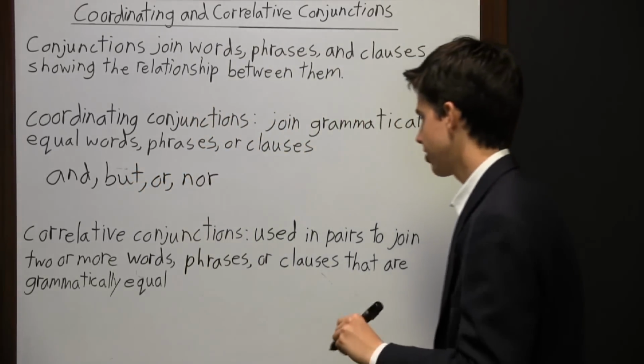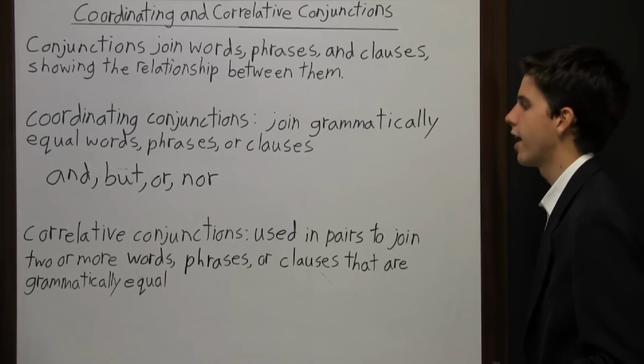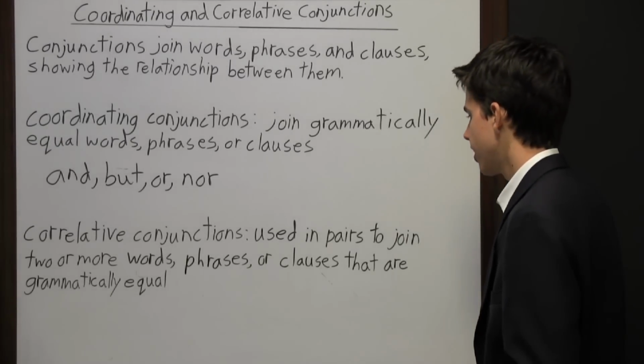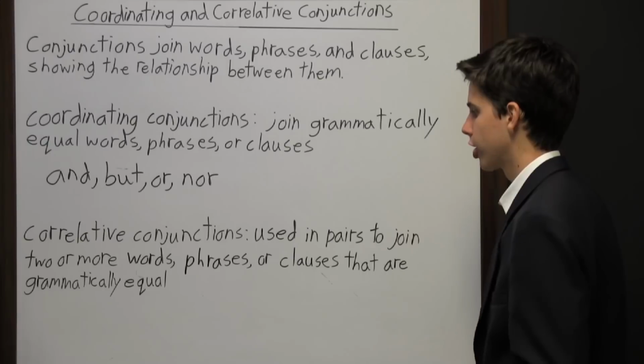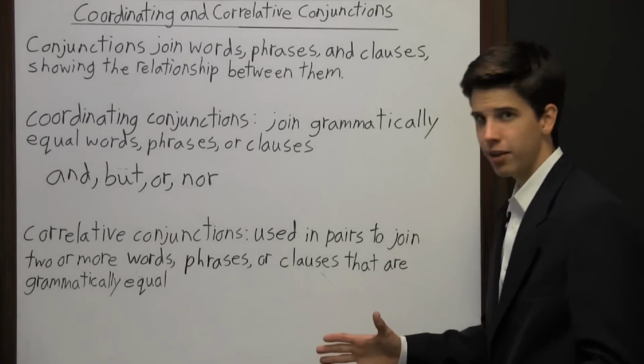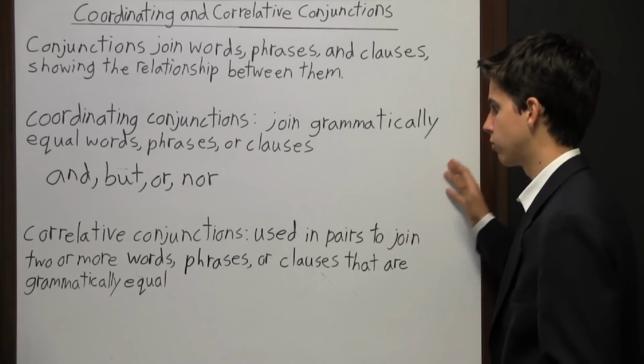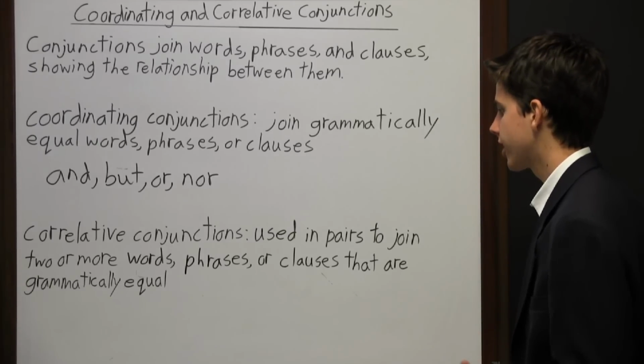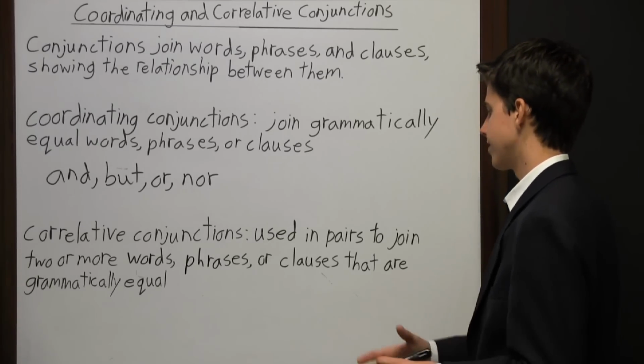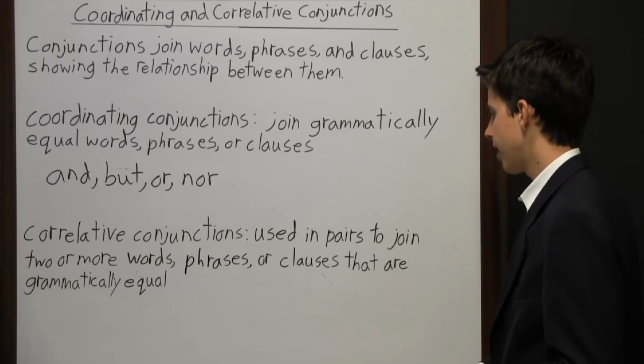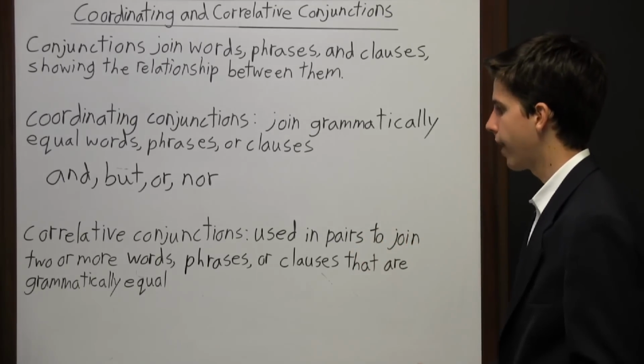And then we have correlative conjunctions, which are used in pairs to join two or more words, phrases, or clauses that are grammatically equal. So you may be thinking that this is the same definition as we just looked at. Well, we still are talking about grammatically equal words, phrases, or clauses. But this time, we're talking about them being used in pairs.